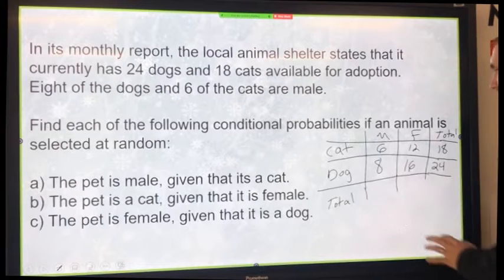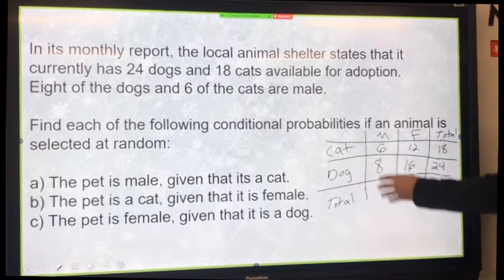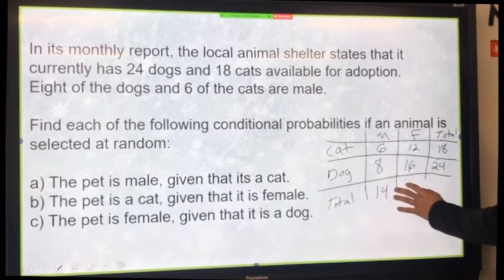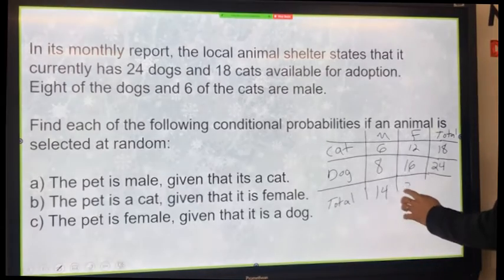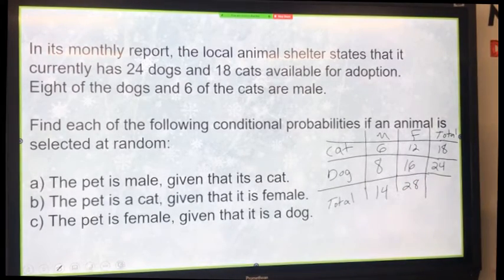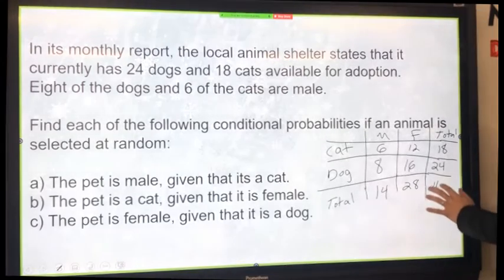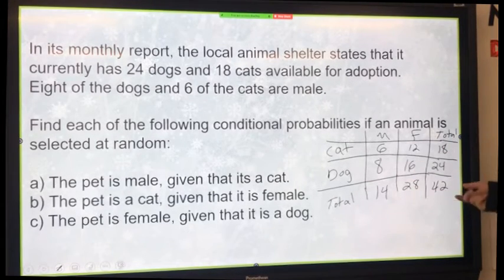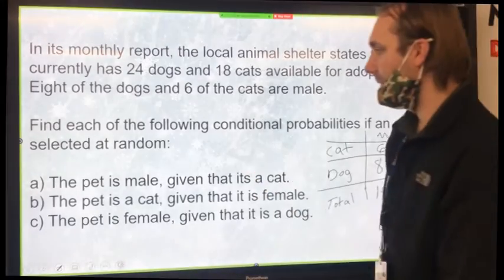How many male totals do I have? 14. And how many female totals do I have? 28. Which means I have how many total? 42. Thank you. So remember doing this months back, a conditional probability table. Now we would take the percentage of each of these. That's kind of what we're doing here, what we're doing in pieces.